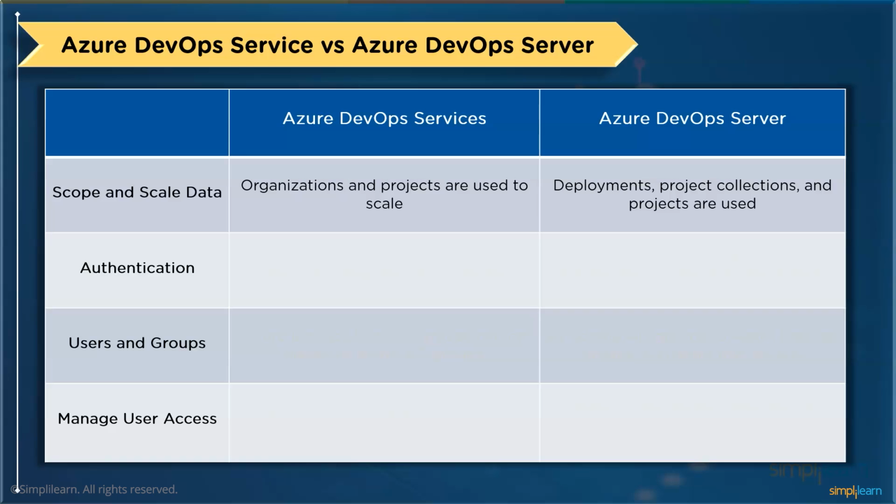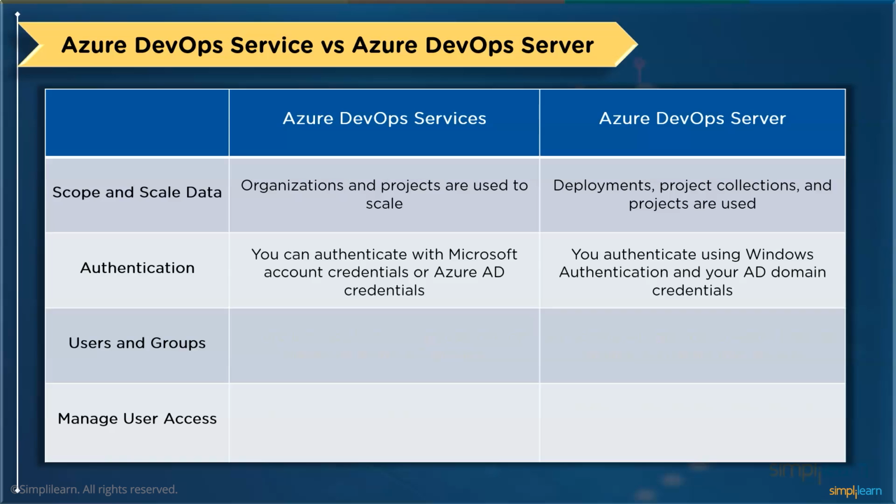Azure DevOps Services organizations get their own URLs and always have exactly one project collection, whereas deployment, project collection, and projects are the three methods for scoping and scaling data in Azure DevOps Server. Then we have authentication. To connect to Azure DevOps Services using the public internet, depending on your organization's arrangement, you can use Microsoft account credentials or Azure AD credentials to log in. You can also configure Azure AD to require multi-factor authentication, IP address restrictions, and other security features.